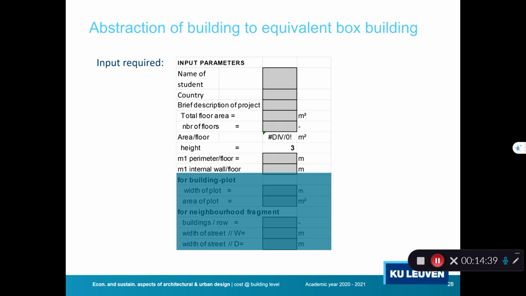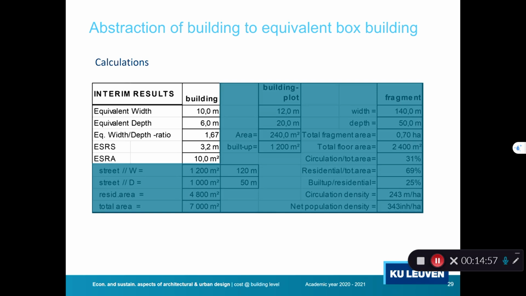Now, once you have these data, these are the data that you need to measure first for your projects. Once you have these, we can calculate the ratios of the different elements and we can extract a simplified box building. How do we do that? Well, first of all, to draw this simplified box building, we need to calculate an equivalent width and an equivalent depth. So it's the width and the depth of our box building with a rectangular floor plan.